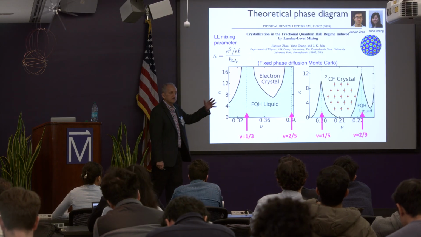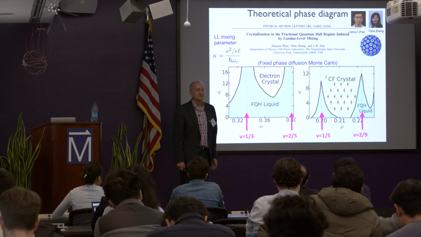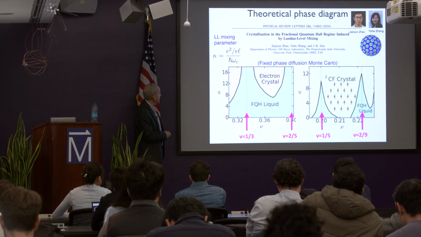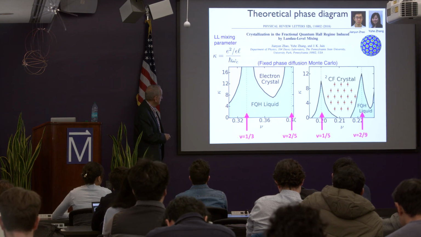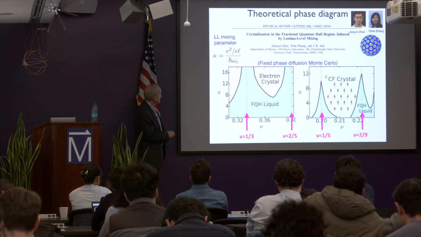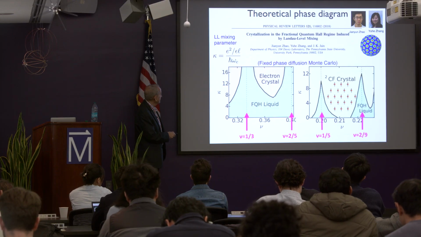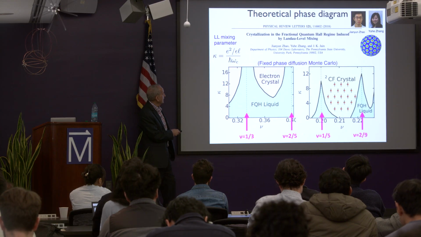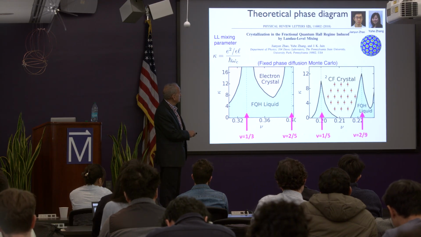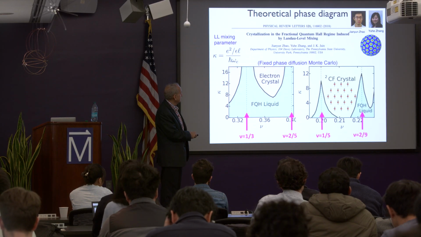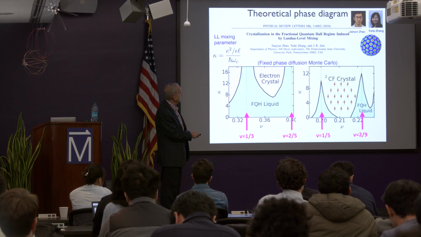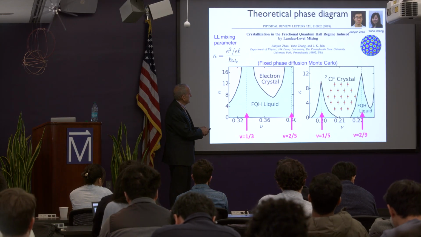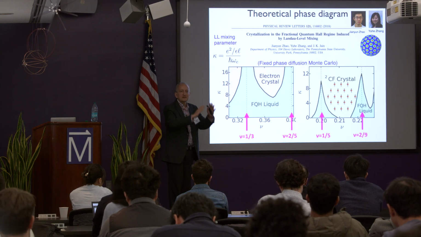Okay, so we unleashed our fixed phase diffusion Monte Carlo onto this problem, and we came up with this phase diagram. In the vicinity of 1/3 and 2/5, you see a crystal if kappa is above 6 or 7, something like that. In the vicinity of 1/5 and 2/9, the picture looks like this. Even with zero Landau level mixing, there is some region, but the region expands as you increase the Landau level mixing. And surprisingly, the structure is kind of like these pointy hills.